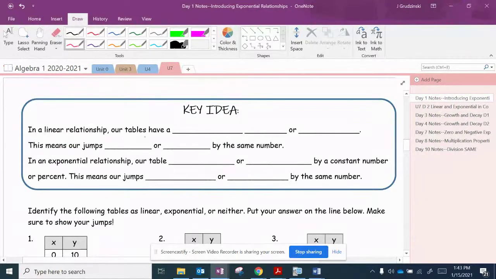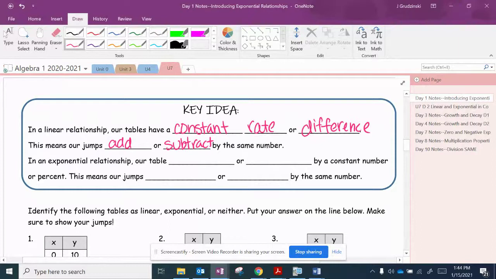In a linear relationship, our tables have a constant rate, or sometimes we call it difference. This means our jumps add or subtract by the same number.